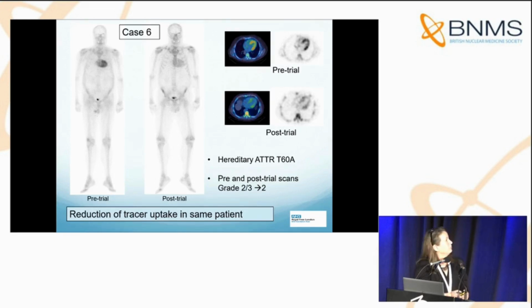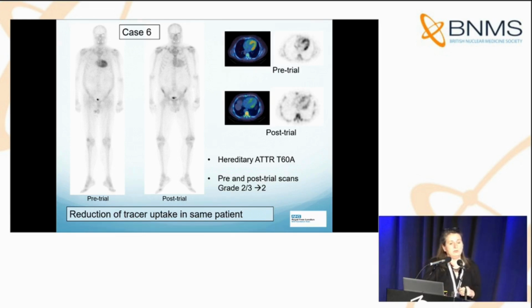Okay, this patient went on to participate in one of our trials, and you can see here this was the pre-trial scan, and this is the post-trial scan, and you've got a reduction of uptake. So the uptake's on 2, 3. We've gone to a sort of a low grade 2, bordering on a 1. Okay, and this patient had the T60A mutation. So it's just a nice case of showing the reduction in tracer uptake.